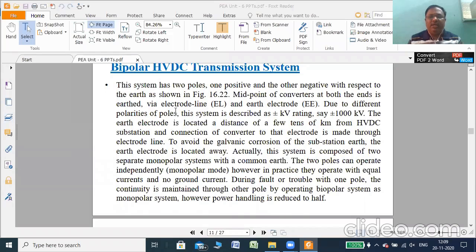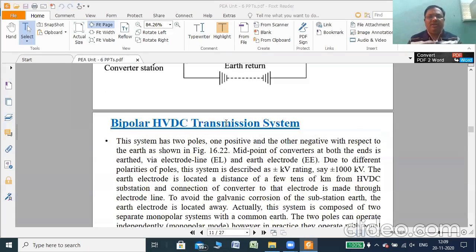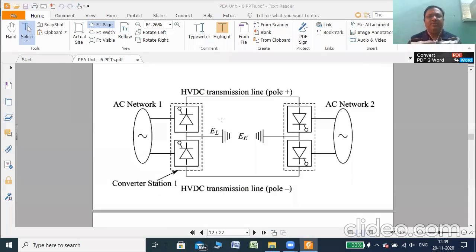due to different polarity of a pole, the system is described as plus minus kV rating. You can see here the block diagram of the bipolar system in which there are two wires. So the two converters, this will provide negative, this will provide positive, and the middle terminal is earth. So actually it is a three terminal system, right? Two wires, one is positive, another is negative, and the middle or earth itself acts as a return conductor.